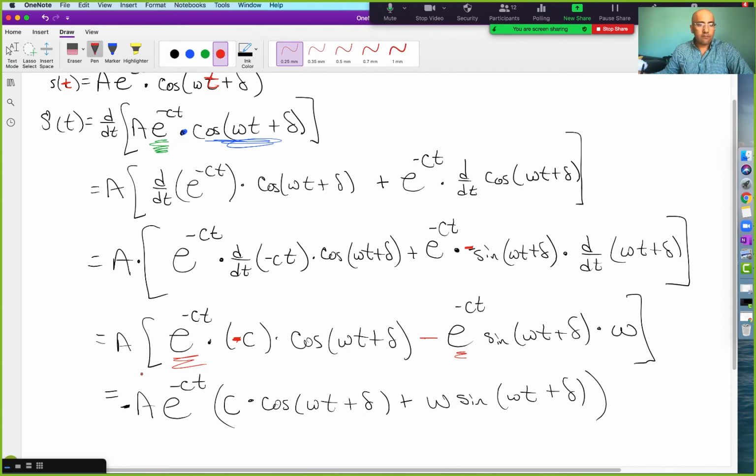So this would be our first derivative. Let's go here. So this is equal to s prime of t. And s prime of t, the first derivative of a position function, is equal to v of t, the velocity. v of t is equal to this. Good.